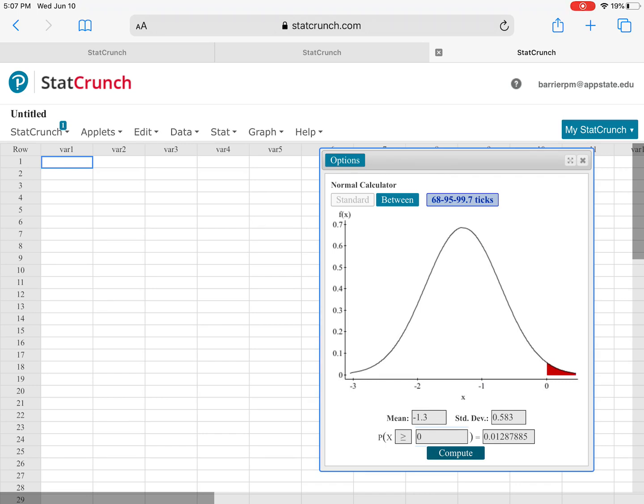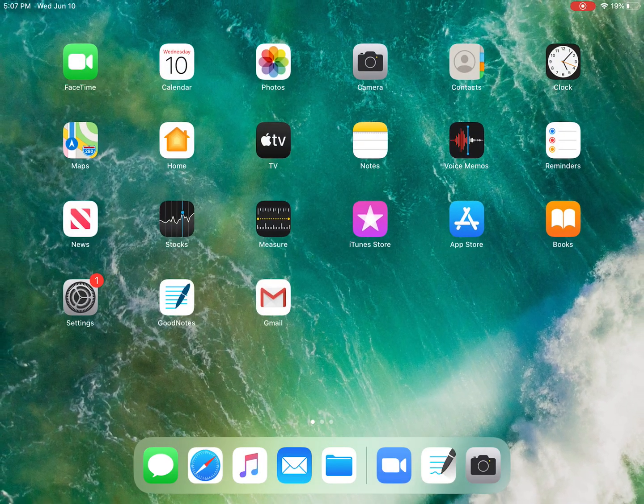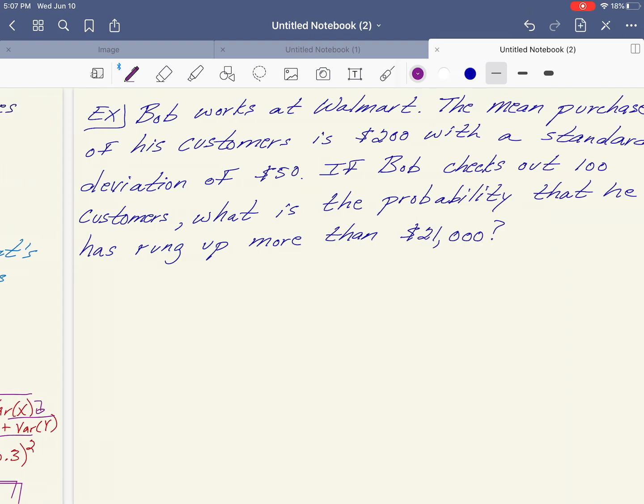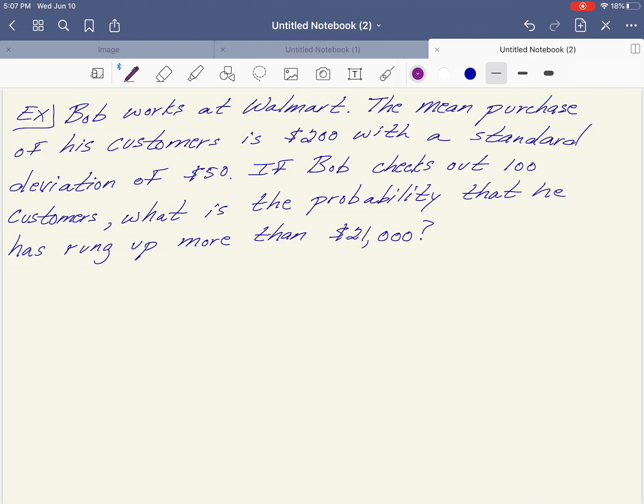So I am seeing 0.012, it says 87, but I'm going to say 0.0129. So the probability is approximately, we can actually say 1.3% chance that the small bowl will contain more cereal than the big bowl. Let's look at one more example.